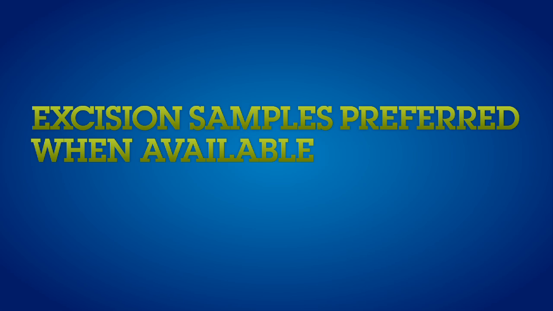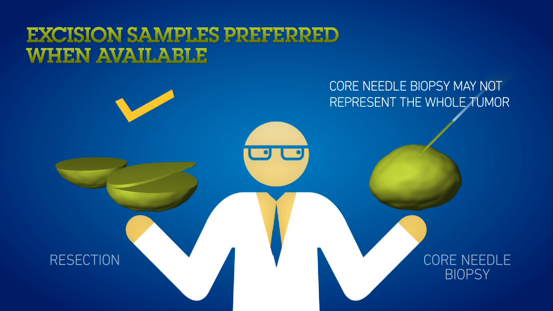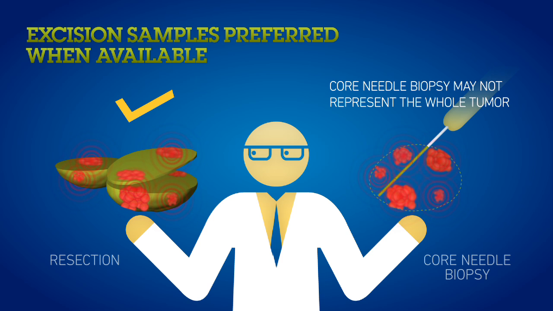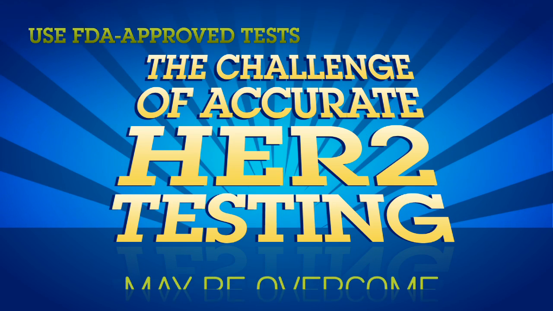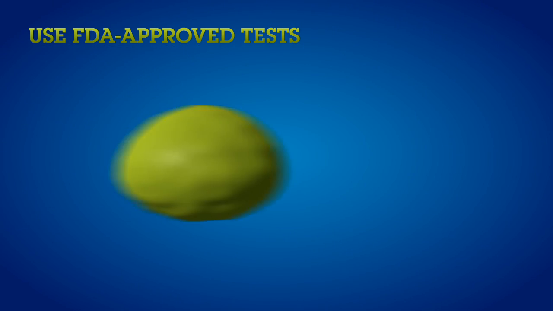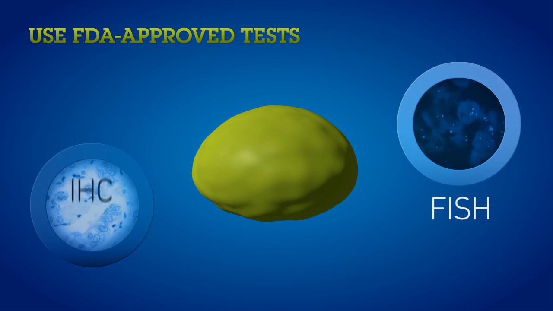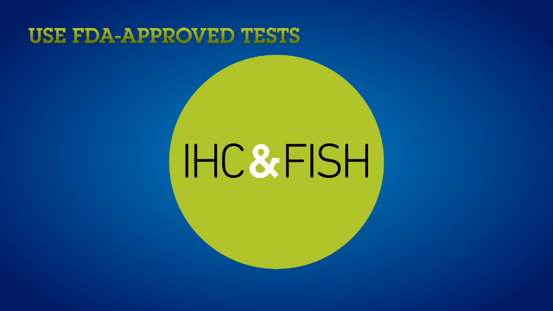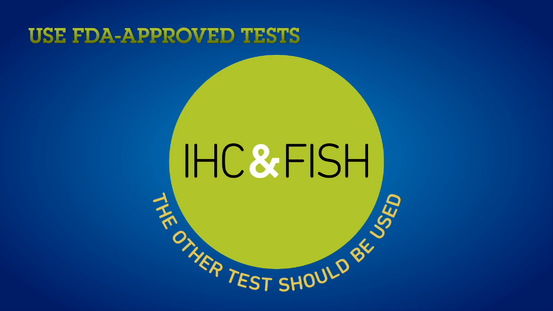Excision samples, when available, are preferred because a core needle biopsy may not represent the whole tumor, and tumor heterogeneity could potentially create false negative results. Minimize false negative and false positive results by using the appropriate HER2 tests. The challenge of accurate HER2 testing may be overcome by using proper sampling and testing from multiple tumor blocks. IHC and FISH are complementary tests. When a first result is equivocal, the other test should be used.